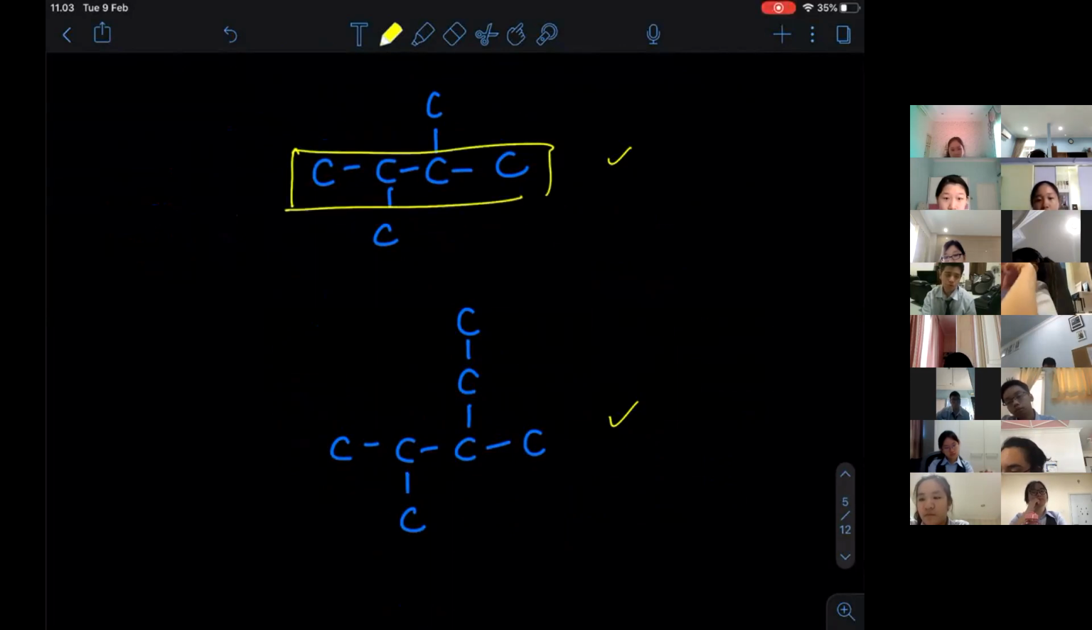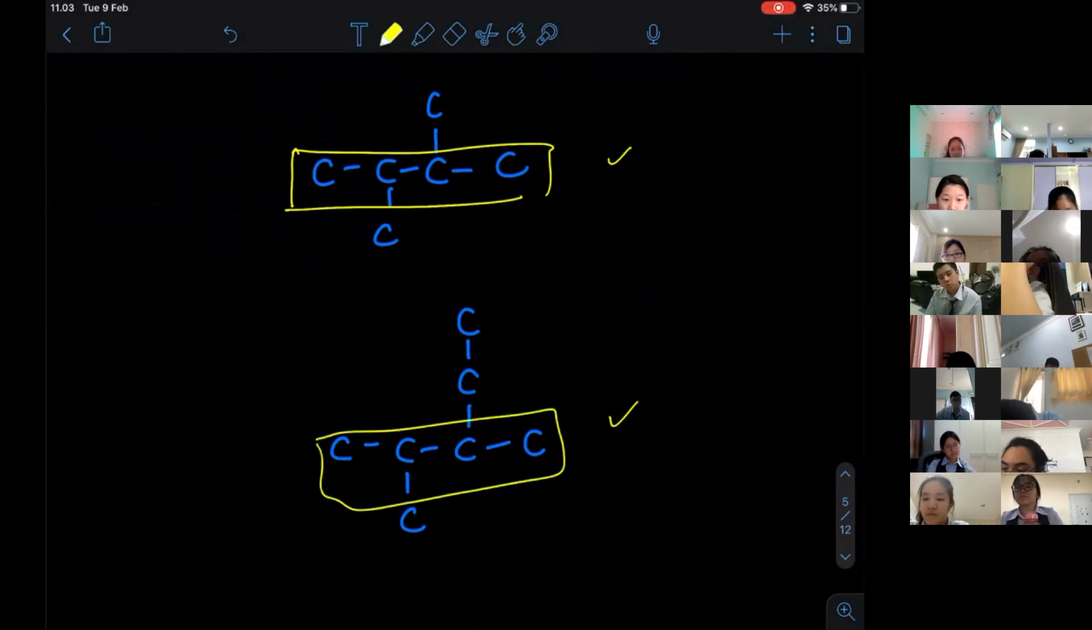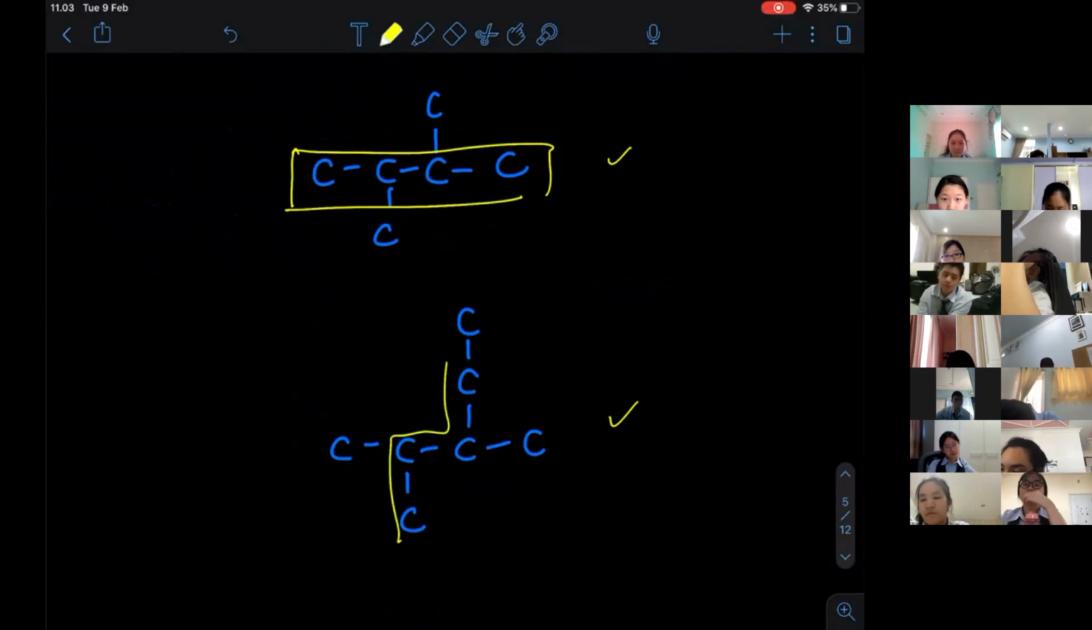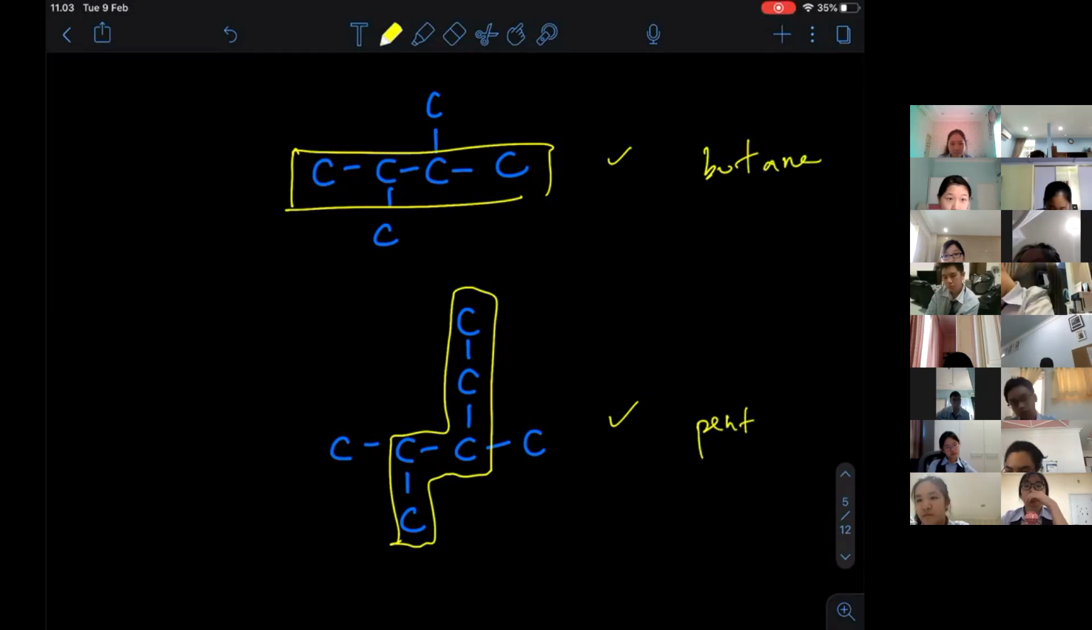If I want to identify the longest carbon chain, it's not 4 like this. Please take note. It's going to be 5. So this one is going to be but, and this is going to be 5, pent. Then alkane, so ANE. Then you need to put the position and the parts.